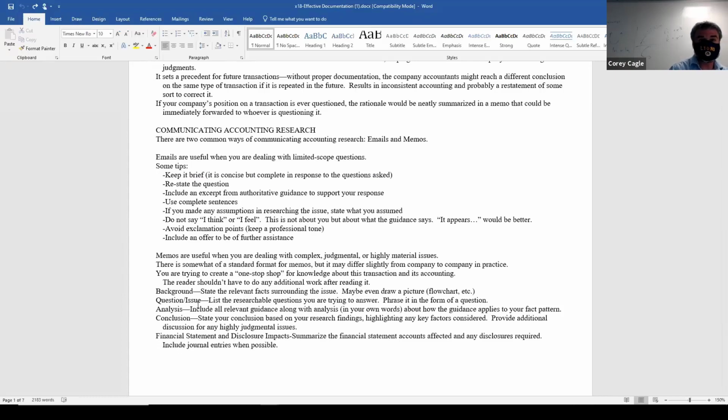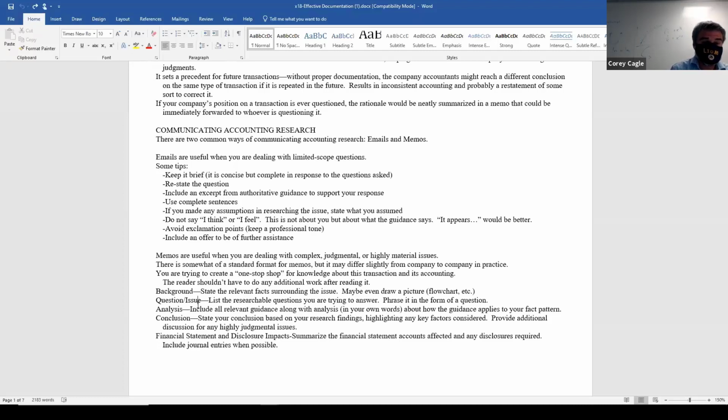Use complete sentences. I saw some sentence fragments, guys. It's not a good thing to do. You lose credibility if you start using bad grammar. You lose credibility if you mess up your subject-verb agreement, and if you have typos and all that kind of stuff. You've got to be real careful about that.